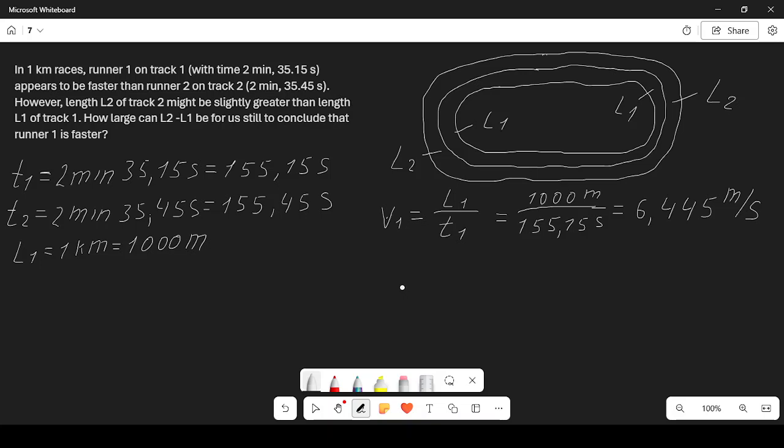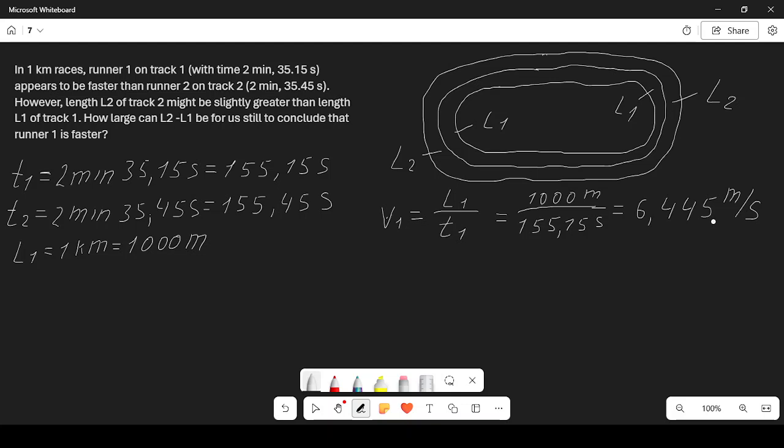We have a question. How much longer could this track number 2 be than track number 1, for us to still consider runner number 1 faster than runner number 2? Let's say, as we said before, why we consider runner 1 faster: when we say it, we mean that he has a bigger speed, and we know his speed.